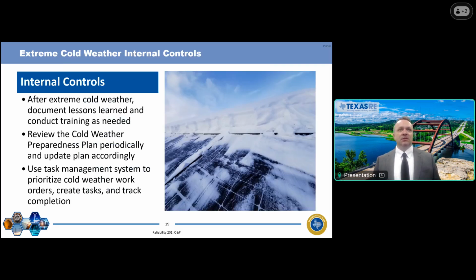More internal controls around extreme cold weather plans and training: after the extreme cold weather event, document those lessons learned and train on them as needed. Review the plan periodically and update accordingly. This should be done annually at a minimum. Use task management systems to track work and tasks associated with your lessons learned, your cold weather plans, and your tasks to winterize and follow up on winterization and freeze protection measures.